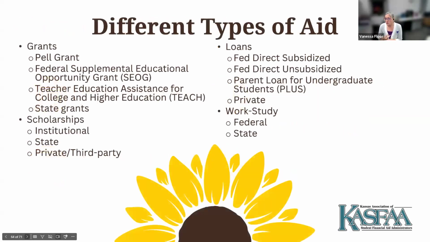Okay, we'll talk about verification in a minute because there's a couple of things that could stall this process. But if they have everything that they need, the school will then do a process called packaging. When they do that, they will send you a notification, and you could see several different types of aid on that notification, including things like grants, which could include the Pell Grant, the SEOG, which is the Federal Supplemental Educational Opportunity Grant, or possibly TEACH if you're going into the field of education.